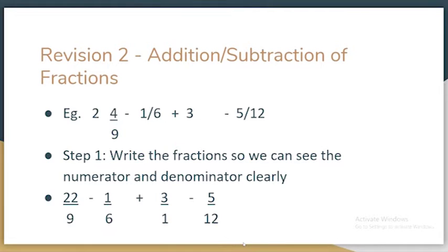Just in case you don't, here it is. Listen keenly. 9 times 2 is 18. Then we plus 4, the numerator. So it is the denominator multiplied by the whole number, 9 times 2, and then we add the numerator, and that will give us 18 plus 4, which is 22.